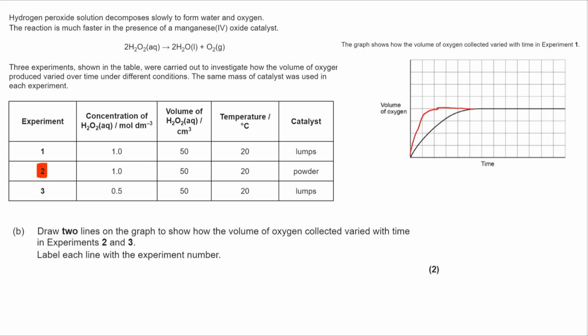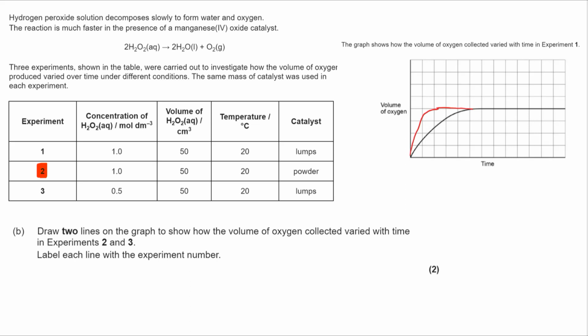However, my concentration of H2O2 is identical to 1 and my volume is identical. So I'm going to make the same volume of oxygen. So to get the mark, it has to be steeper, but it has to finish at the same height.